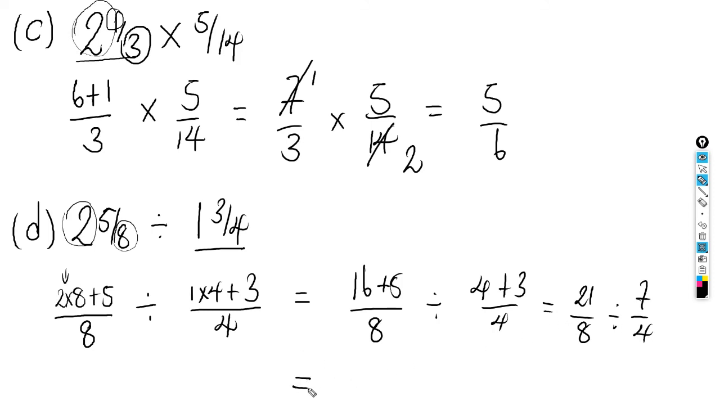All right, so we're going to end up with 21 over 8. Since it's a division, we're going to flip the right side. We're going to get multiplied by 4 over 7. So 4 goes into 8 2 times, and 7 goes into 21 3 times. So we're going to end up with 3 over 2 as the answer.